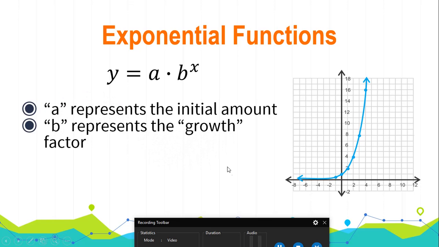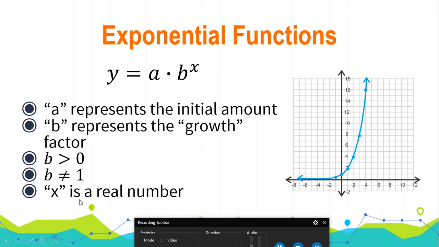The value of b is going to be our growth factor, and I have growth in quotes because sometimes it's actually a decay factor, and the graph will look a little different in that case. Our growth factor b does have to be greater than 0, or else you won't see growth, and in some cases you won't see anything but a straight line. And b cannot be 1, and we'll talk more about that in a minute.